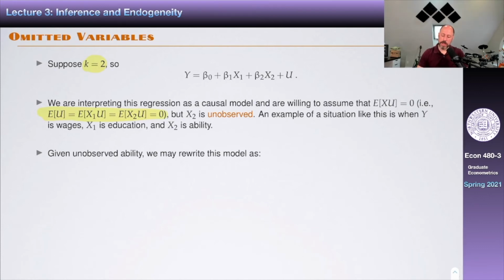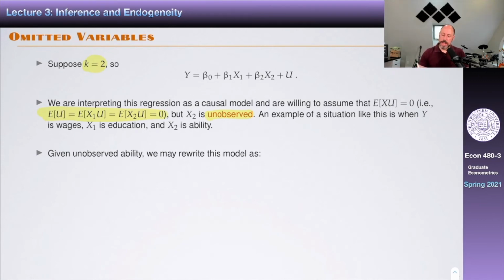Now, the problem here is that x2 is unobserved. We just observe y and x1. The usual simple example of this is when y is, say, wages, x1 is education, and x2 is ability, skills. And we don't get to observe that. But we believe that if we were able to observe education and skills, that's all we needed to make statements about wages. Anything else would be irrelevant and uncorrelated with these two things.